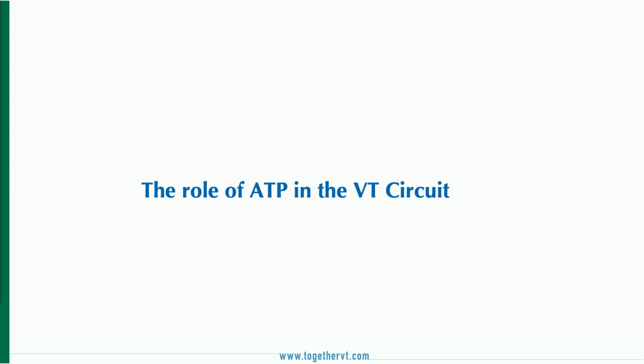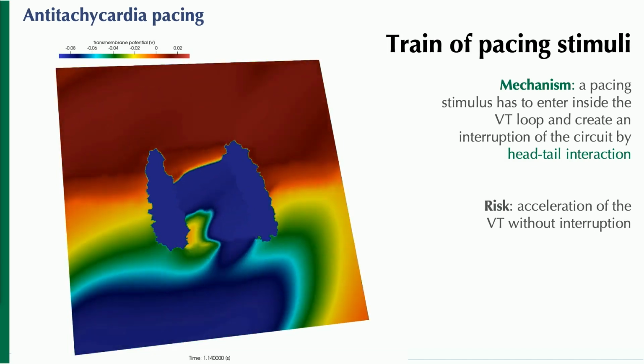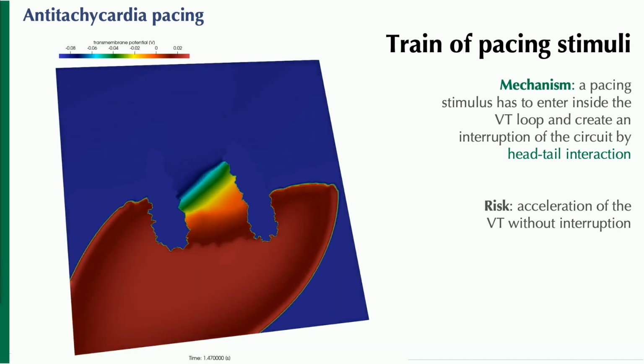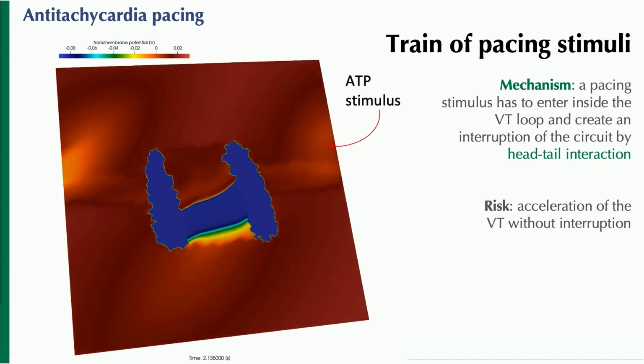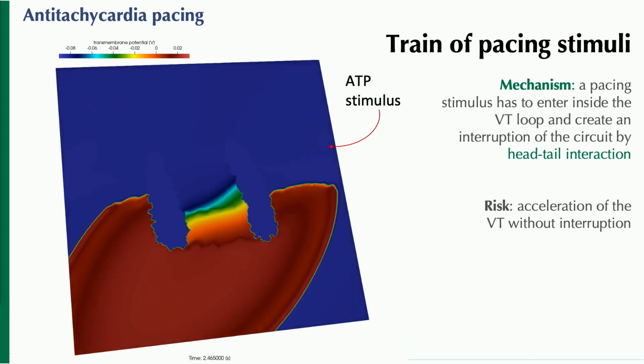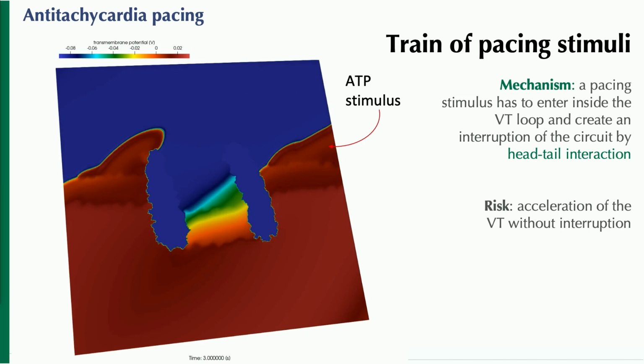Another project is about the role of ATP in the VT circuit. How often do we see in our clinical practice some ATP that works and other that doesn't? Is it the distance from the pacing site to the VT circuit? Is the pacing rate better, or a burst? So here you see just 1 second of the VT, and at some point, this is the VT circuit, and here you see the ATP stimuli, which enters the VT, just penetrates and resets, maybe with the risk of acceleration.